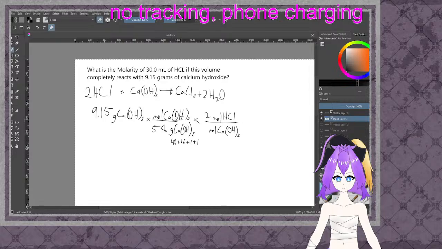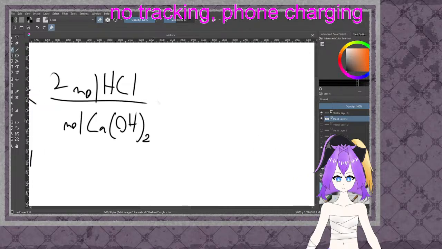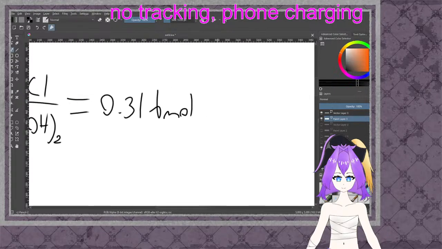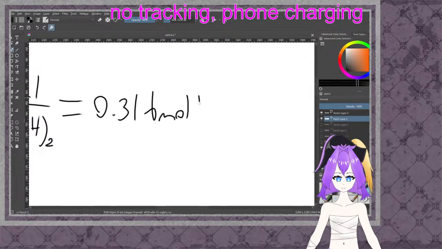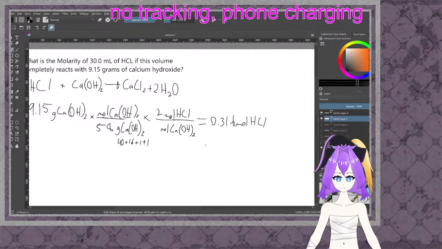Right, so we have moles. Did I calculate this out yet? No, I did not. So 9.15 divided by 58 times 2, 0.315. Let's get that. 0.316. Okay, 0.316 moles of HCl. So we have our moles.